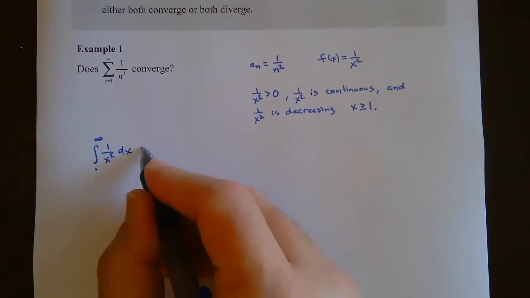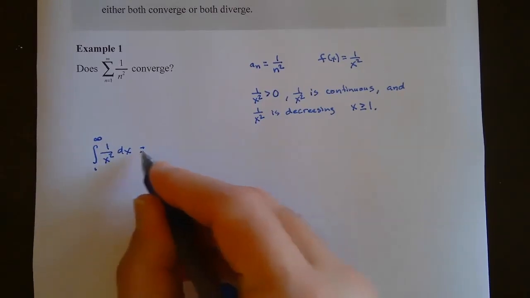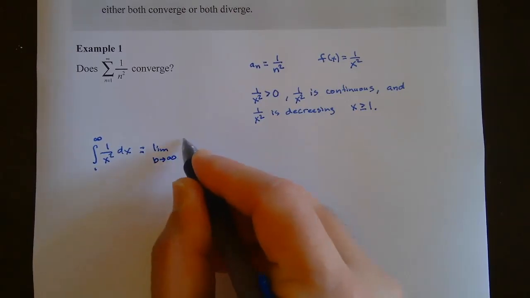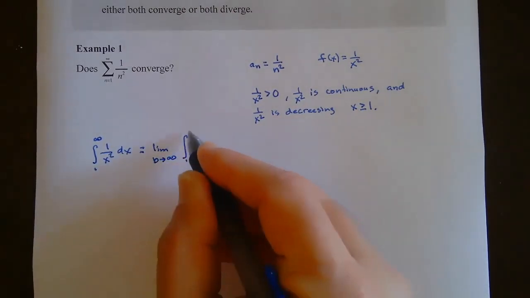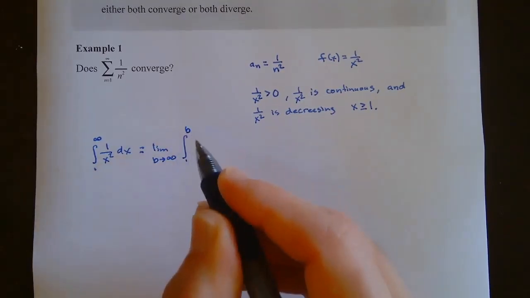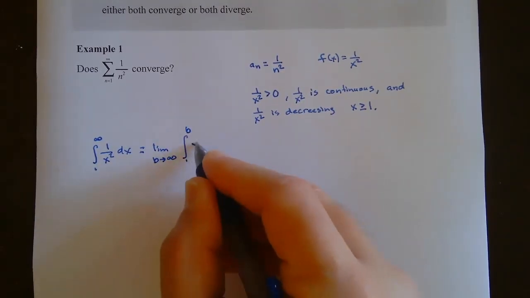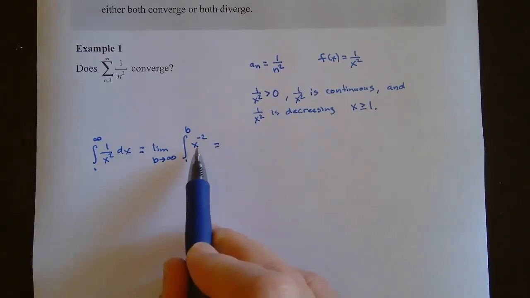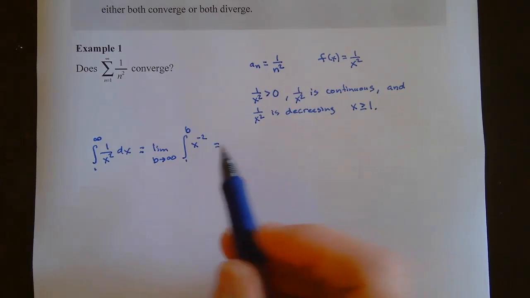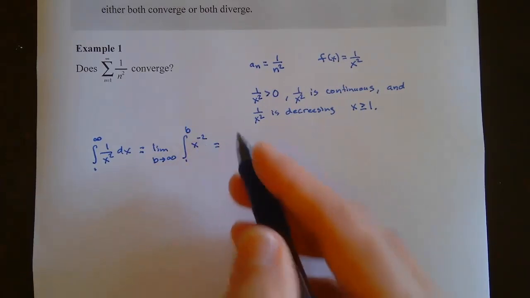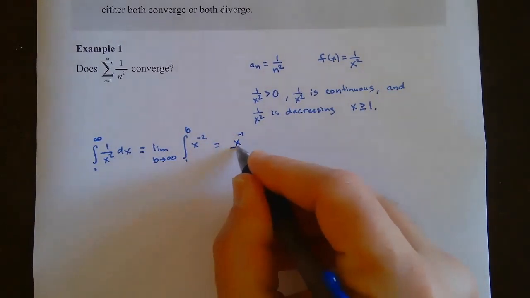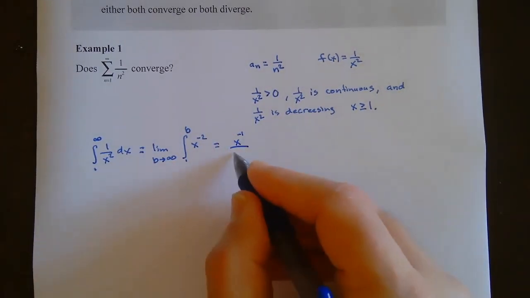Okay, we're going to change this, it becomes a limit. So this is a review on improper integrals. This becomes the limit as b approaches infinity of the integral from 1 to b of x to the negative 2. And then, okay, so what does this mean? This means we're going to add 1 and divide to do the integral. We're going to add 1 and divide by that new power. So this is going to be x to the negative 1 over negative 1.